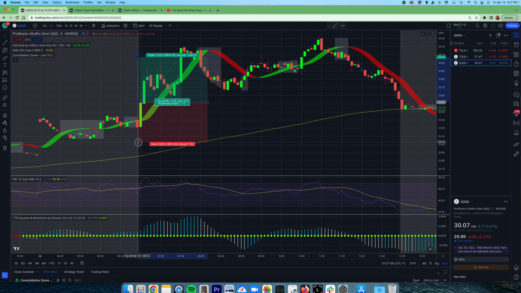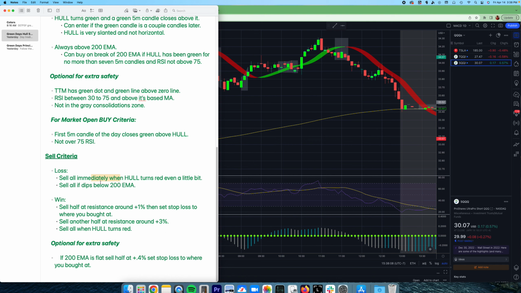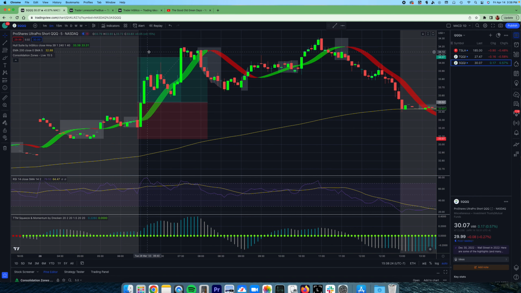But I also set a stop loss no greater than 1.5%, near where the recent low is, the recent swing low. And I also sell all if it dips below the 200 EMA. For a win, this is just the way I like to do it. I sell half at any resistance around 1%, and then I set the stop loss to where I bought it at. So in this particular case, this is 1% right here. So I would sell half my position right there, and then I would set my stop loss here.